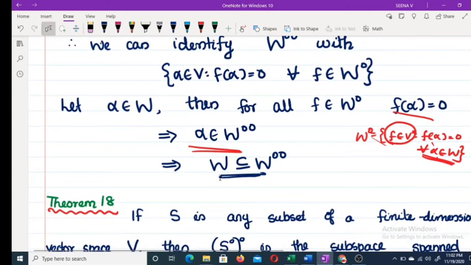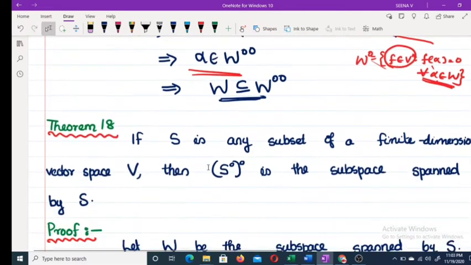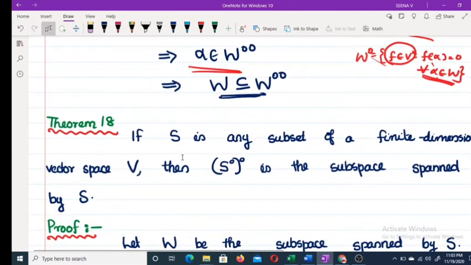Therefore alpha belongs to W naught. This implies W is a subset of W double naught. Now moving to one theorem. If S is any subset of a finite dimensional vector space V, then S double naught is the subspace spanned by S. That is, we have to prove S double naught is equal to the subspace spanned by S, that is, span of S.